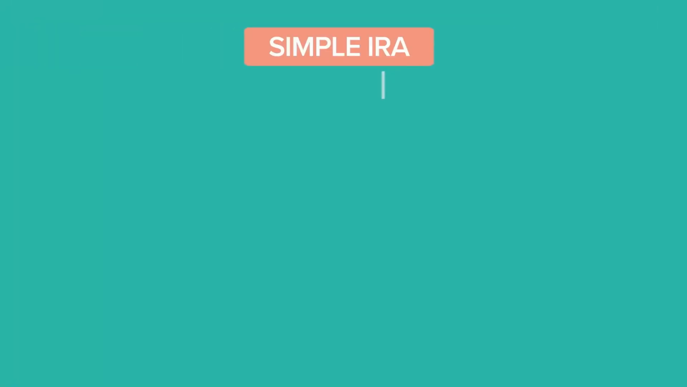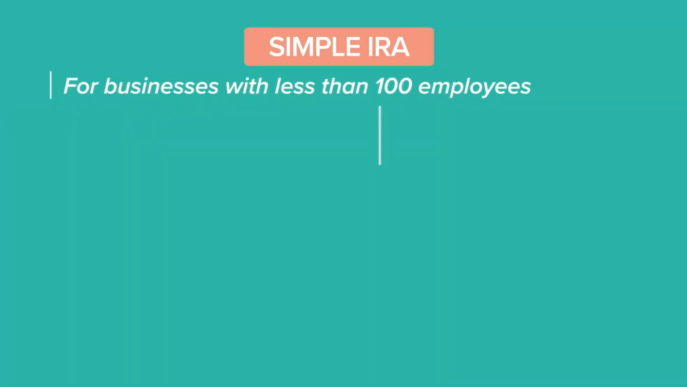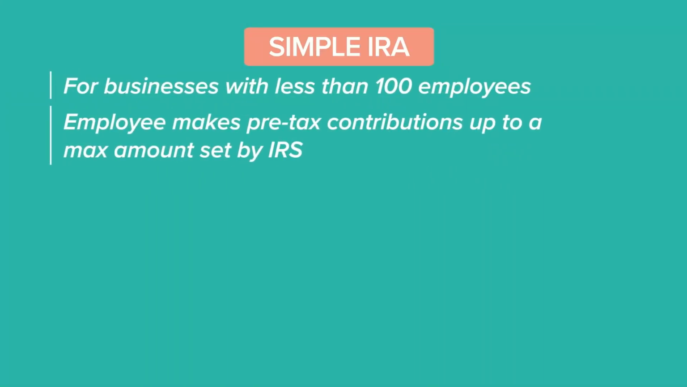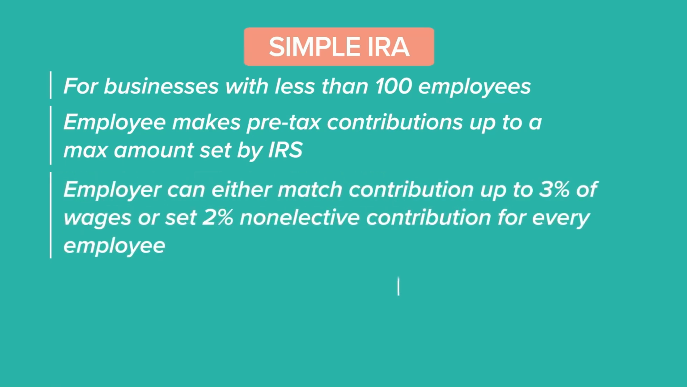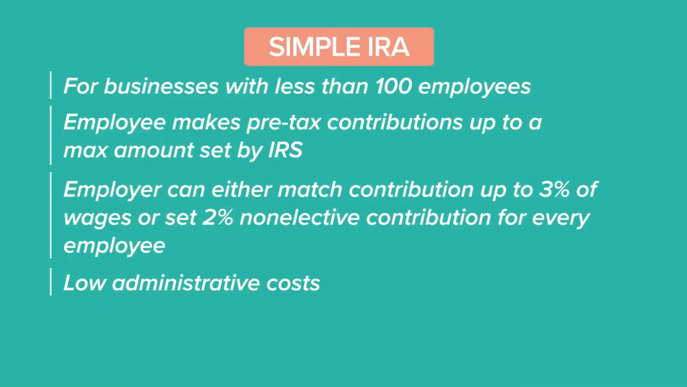The last IRA for you to consider is the Simple IRA. This one is for businesses that have less than 100 employees. With the Simple IRA, employees make pre-tax contributions up to a maximum amount set by the IRS. Then the employer can either choose to match the contribution for up to 3% of the employee's wages or set a 2% non-elective contribution for each eligible employee. As a business owner, this means you can make a pre-tax contribution as an employee and also earn the tax deduction for the contribution as the employer.